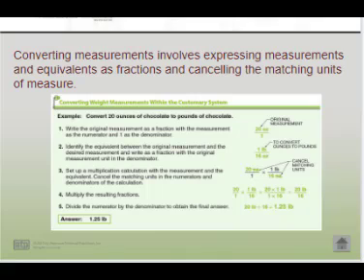When multiplied, the unit in the denominator of the original measurement cancels the matching unit in the denominator of the written equivalent. Then the numerator is divided by the denominator to obtain the final answer. The canceling method works for any measurement conversion within the same measurement system, as long as the appropriate conversion factor is known.